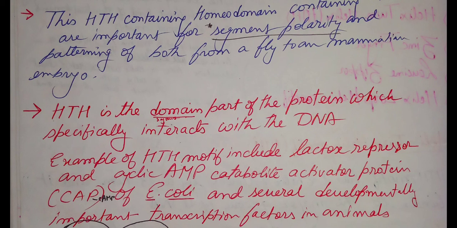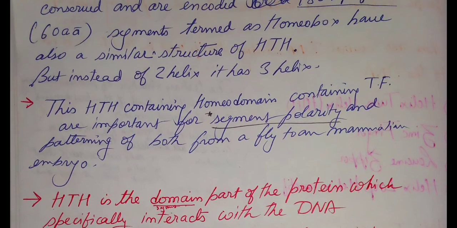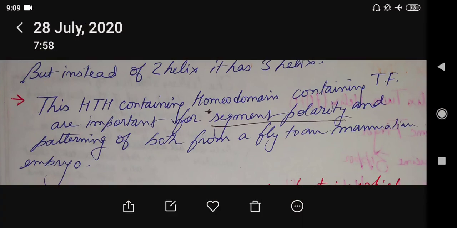And several developmentally important transcription factors in animals. Developmentally means related to development, just like I have said here, the helix-turn-helix containing homeodomain transcription factors which are very important for segment polarity as occurs during embryo development, and patterning from a fly to a mammalian embryo. Okay, coming to the next part.